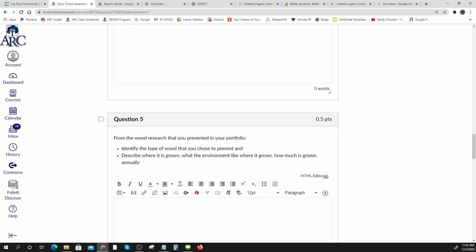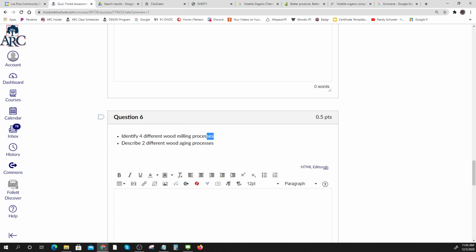For wood, what type of wood did you choose? Was it hemlock, fir, spruce, whatever it happened to be? Where is it grown? Environment it likes: dry, wet, mountainous, sandy. How much is grown annually? They grow 50 bazillion hectares or 20,000 cubic feet or whatever it is. Just put that information down.